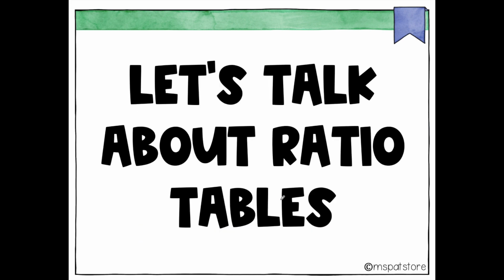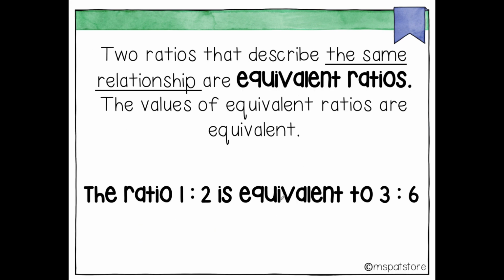Now we're ready to talk about ratio tables. Two ratios that describe the same relationships are called equivalent ratios. The values of equivalent ratios are equal. So let's see what I mean by this. The ratio of 1 to 2 is equivalent to 3 to 6. So let's see what that means. If I have 1 to 2 and I have 3 to 6, let's see if this is true.